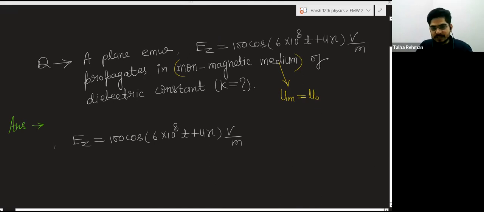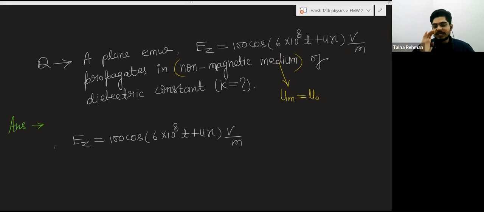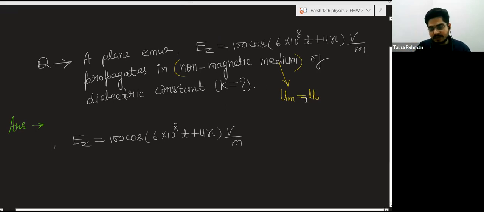Electric field propagates in a non-magnetic medium. So what is the meaning of the non-magnetic medium? Non-magnetic medium means that the medium has the value of permeability equal to mu naught. So basically, the plane electromagnetic wave propagates in a non-magnetic medium of dielectric constant. Basically, we have to find the dielectric constant.